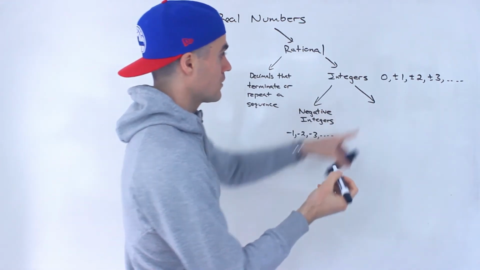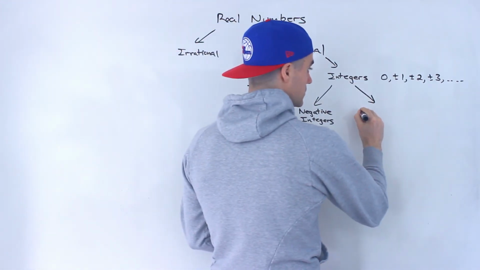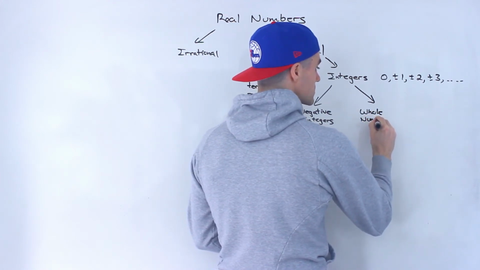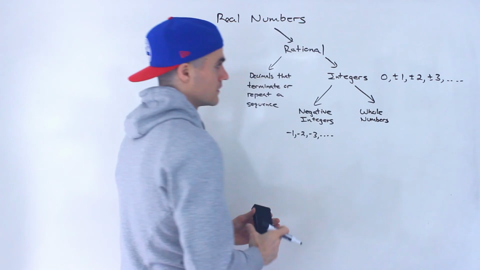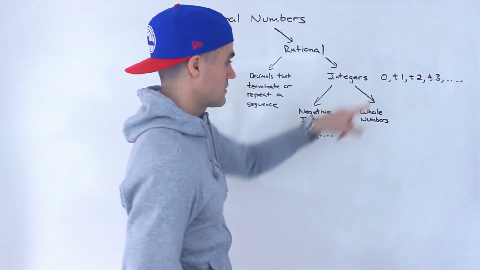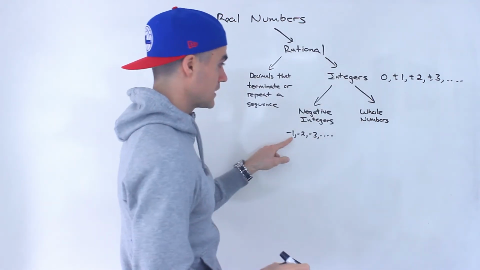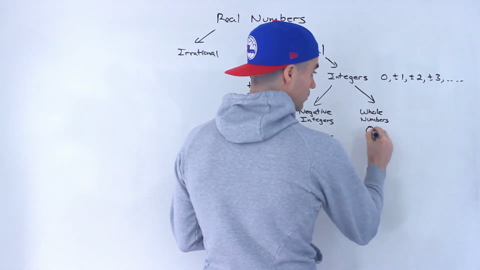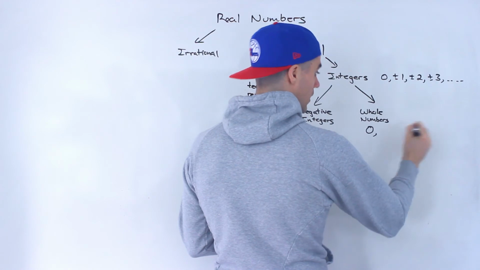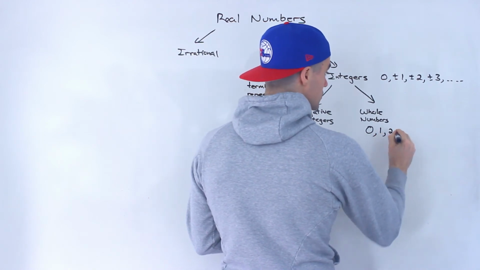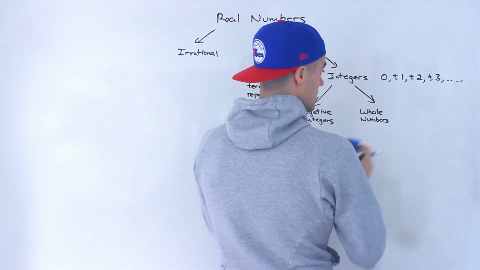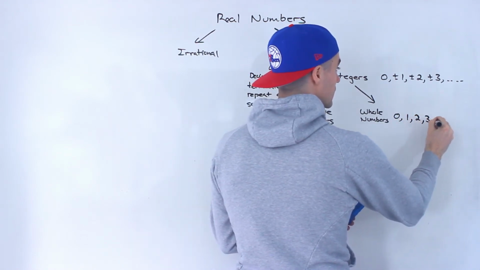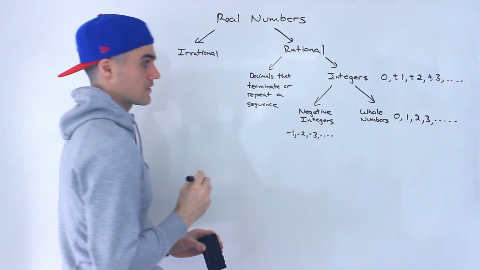Or the other category integers can be split up into is something called whole numbers. So if we took this and from it took out the negative integers, what would be left? Well, we'd have 0, which is a whole number, and then all the positive integers, like 1, 2. You know what? Actually, I'll write it over here beside it. So 0, 1, 2, 3, etc., etc., like that.